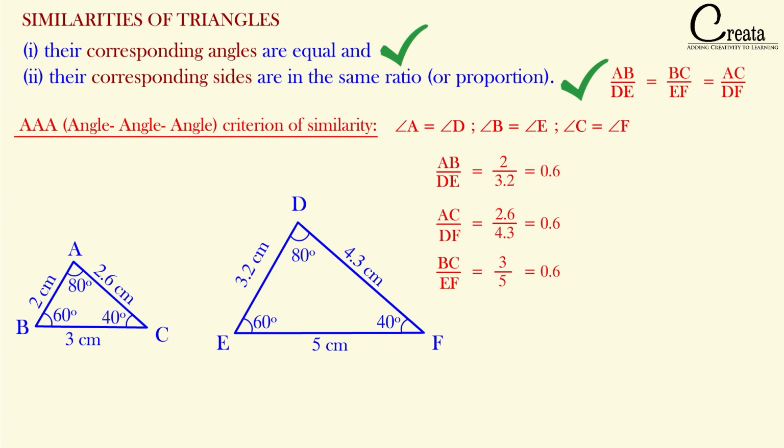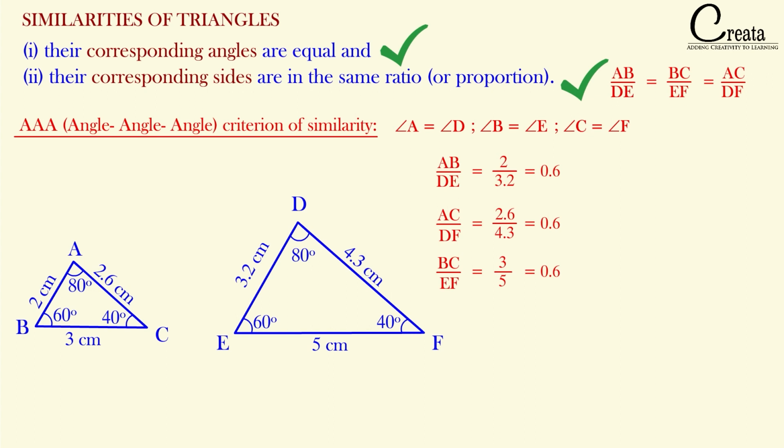If the three angles are equal, we can say the two triangles are similar to each other. No need to calculate or equate the ratio of the corresponding side. So this is the AAA criteria. That is, if the three corresponding angles are equal in two triangles, then the two triangles are similar to each other. No need to check out the ratio of the corresponding side.